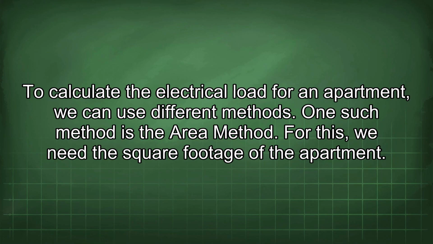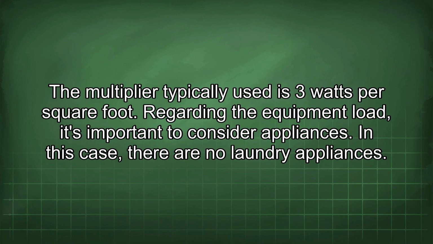To calculate the electrical load for an apartment, we can use different methods. One such method is the area method. For this, we need the square footage of the apartment. The multiplier typically used is 3 watts per square foot. Regarding the equipment load, it's important to consider appliances.